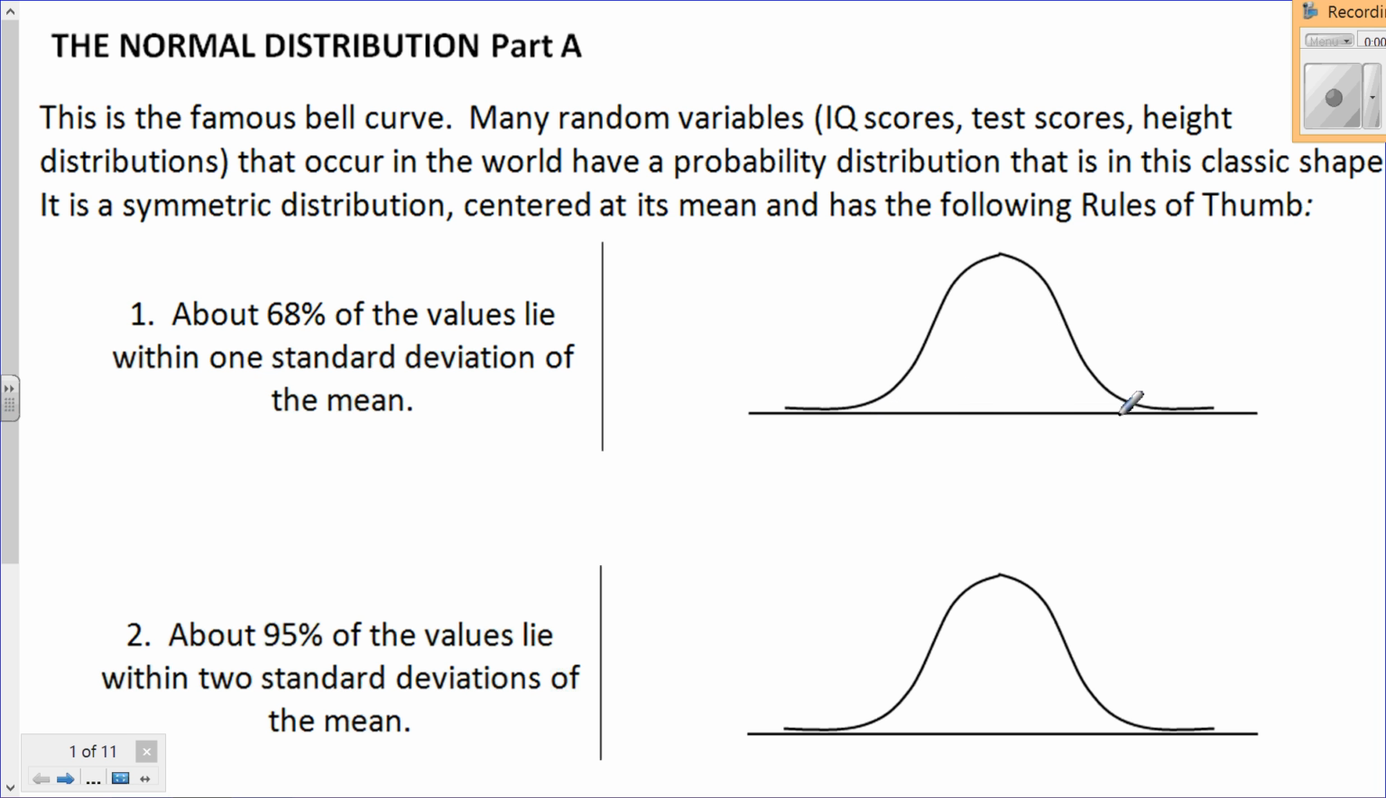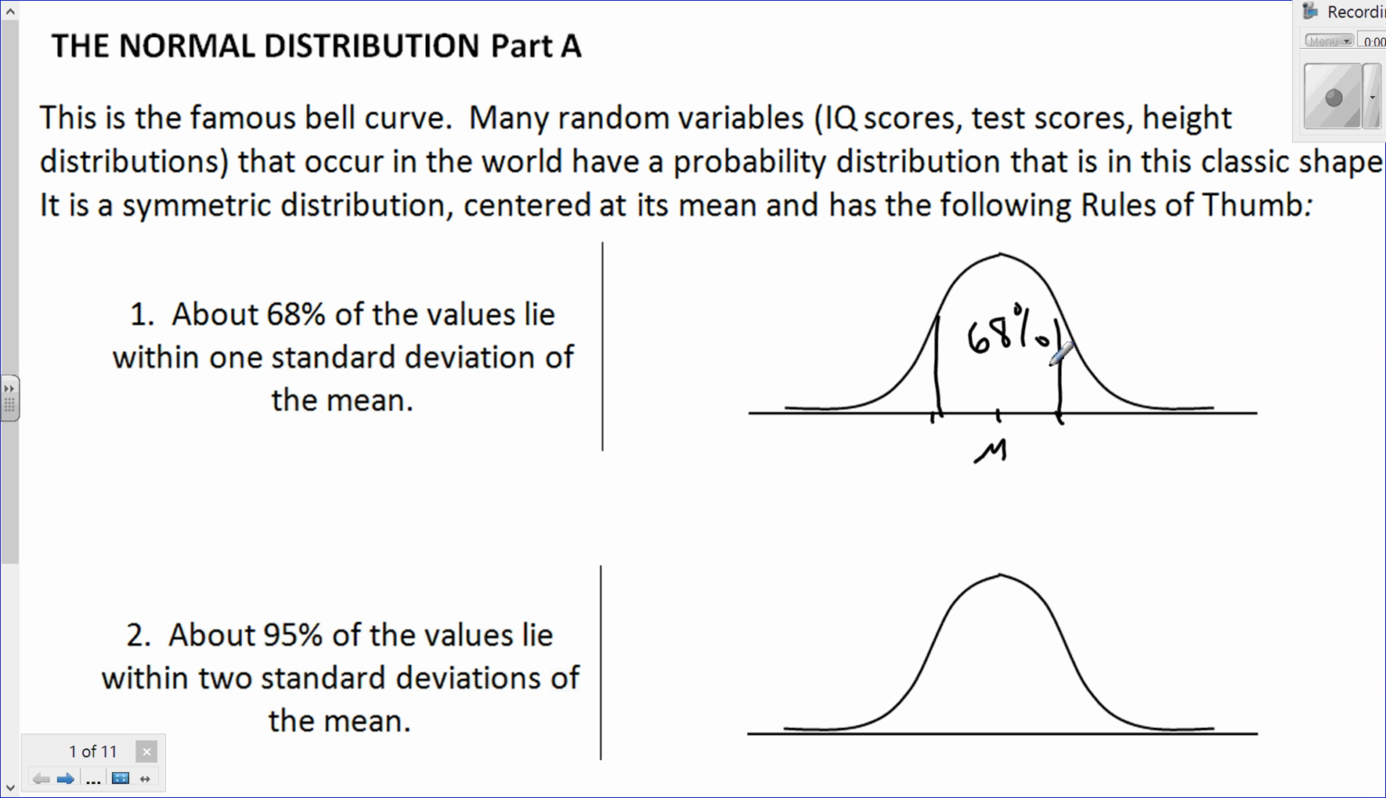So we have a bell curve here. It's centered at its mean. Let's call it M for mean. If we go one standard deviation smaller than the mean and one standard deviation larger than the mean, and you have a value somewhere in this range, there's a 68% chance that you're within one standard deviation of the mean.